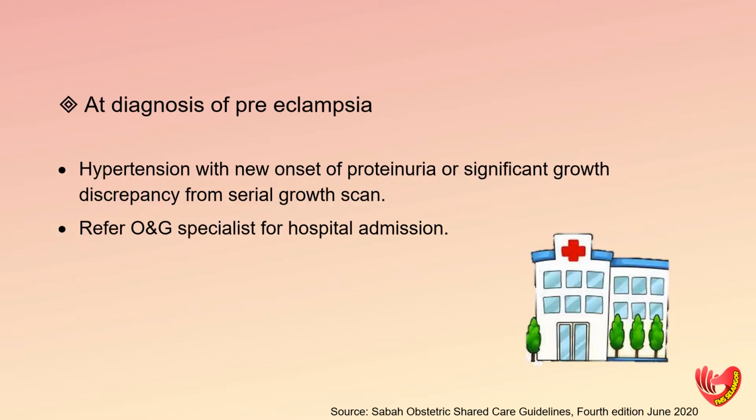We may need to diagnose a mother with preeclampsia when she develops hypertension with new onset of proteinuria or significant growth discrepancy from serial growth scans. In this condition, we must refer to the ONG specialist for hospital admission.